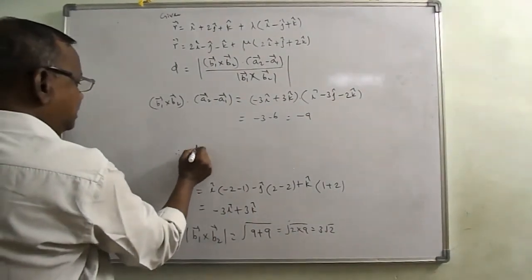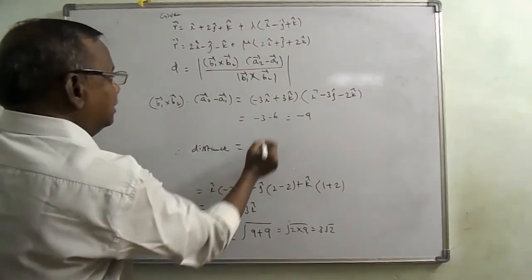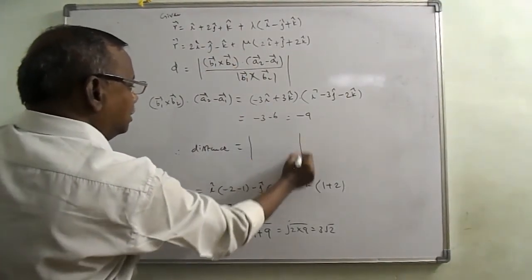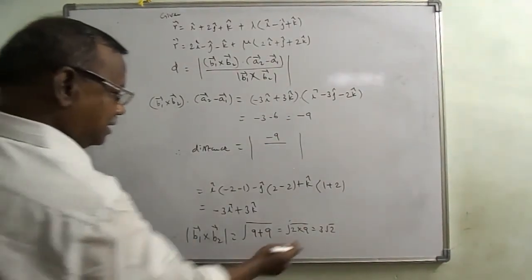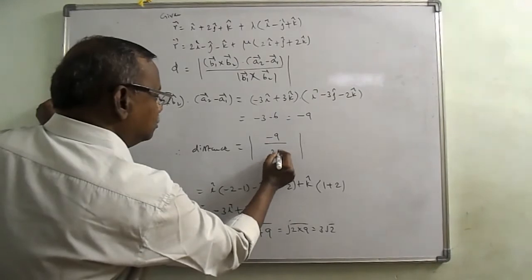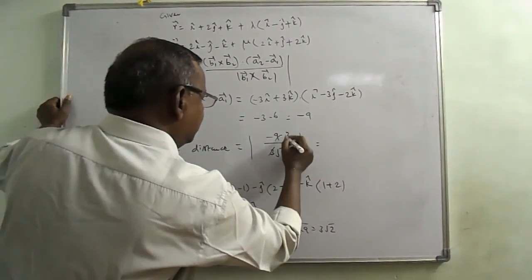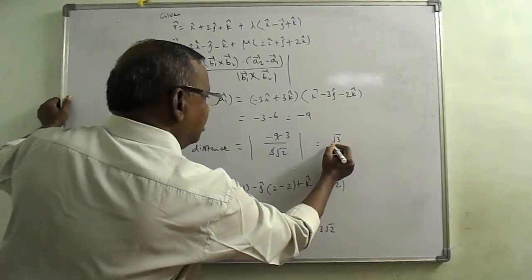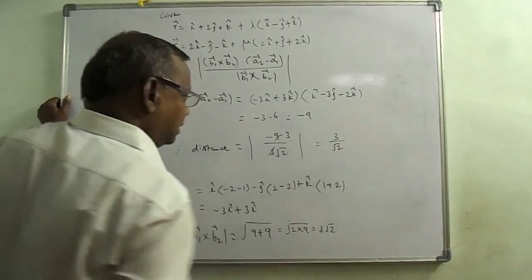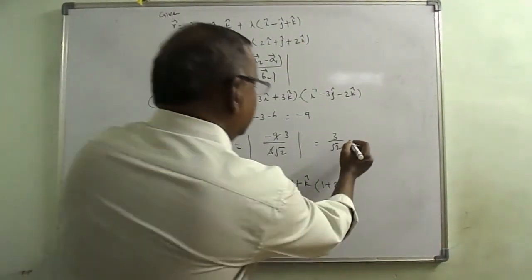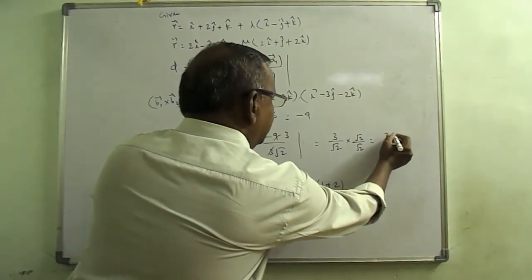Therefore, the distance is given by modulus of the numerator, minus 9, and the denominator is 3 root 2. Cancelling, this is 3. Which is equal to 3 by root 2. Let us rationalize the denominator: multiplying by root 2 by root 2, which is equal to 3 root 2 by 2.